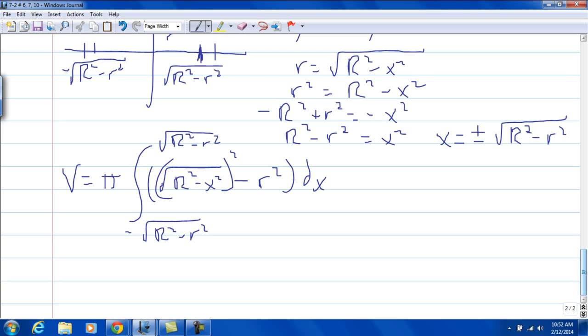Let's do this math now. So we have the integral from negative square root of capital R squared minus little r squared to square root of capital R squared minus little r squared. And then you square the square root, so we're just going to have capital R squared minus x squared minus r squared dx.